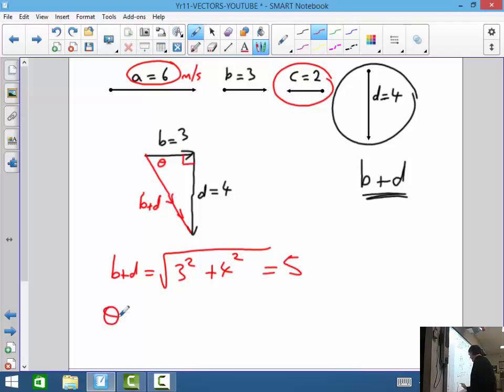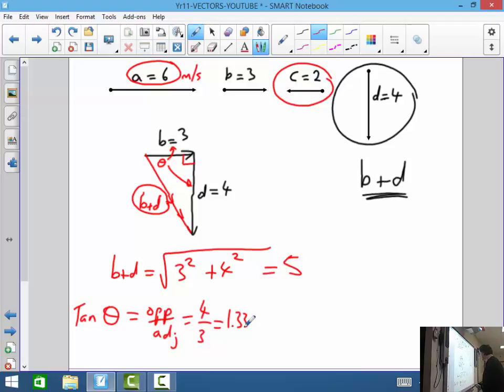If you want to get the angle though, you need to base this on the fact that tangent of theta is the opposite side over the adjacent side. In this case, the opposite side would be 4, and the adjacent side, the one alongside here, would be 3, not the hypotenuse side, that's the long one. So you're getting tan theta equals 1.33 recurring. To get theta then, you would need to do tan to the minus 1 or inverse tan or shift tan of that number. And if you do that, you will get 53.1 degrees.